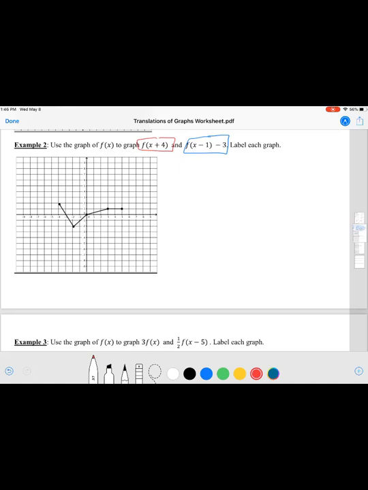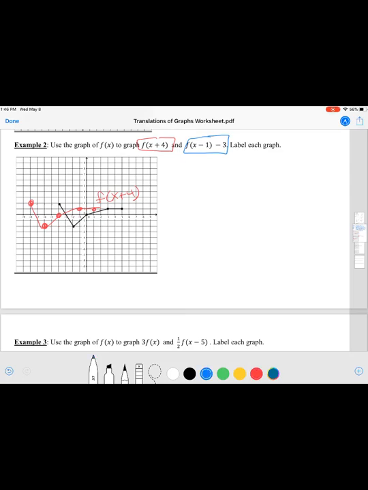So this means when I graph f of x plus 4, I'm just moving everything to the left 4 units. So I'm going to just count over 4. 1, 2, 3, 4. So I have this point here. 1, 2, 3, 4. Here's another point. 1, 2, 3, 4. 1, 2, 3, 4. And right here. So then when I connect it, that gives me my graph of f of x plus 4 in red.